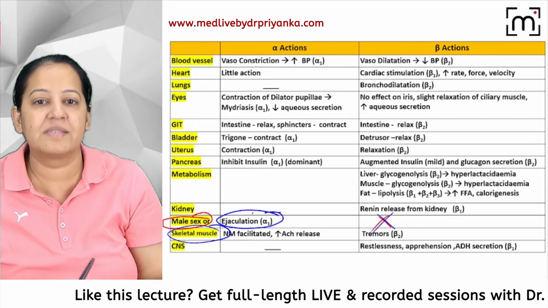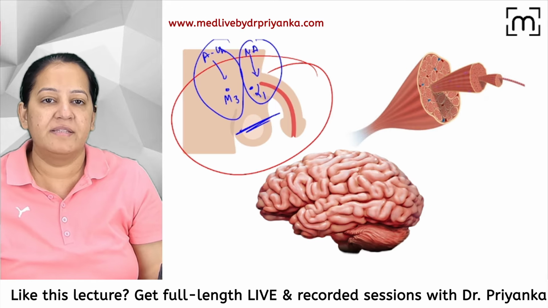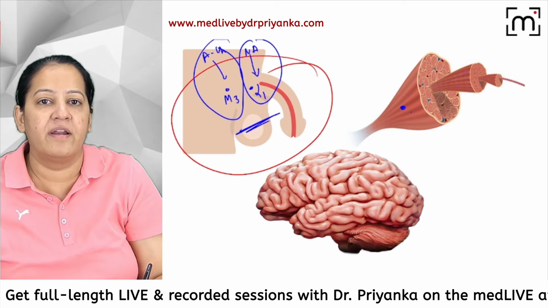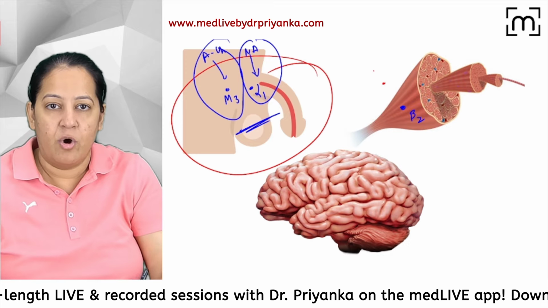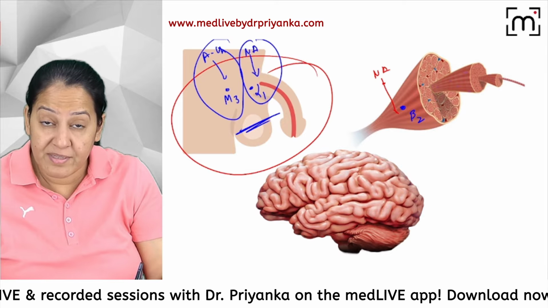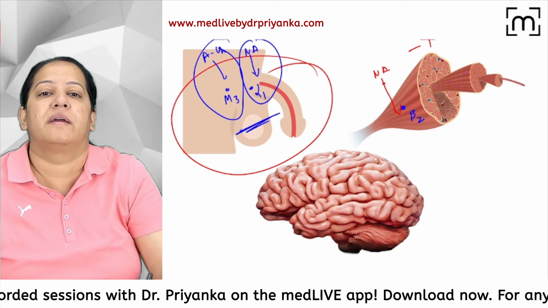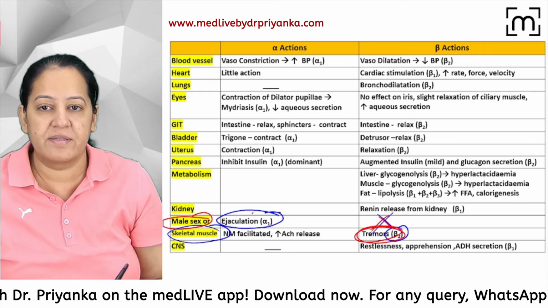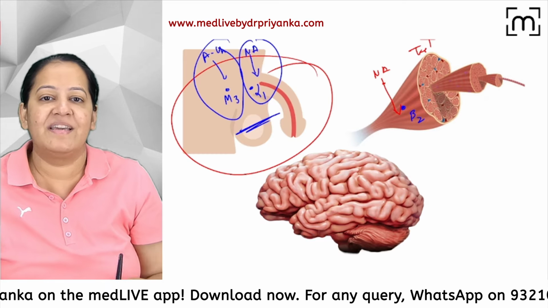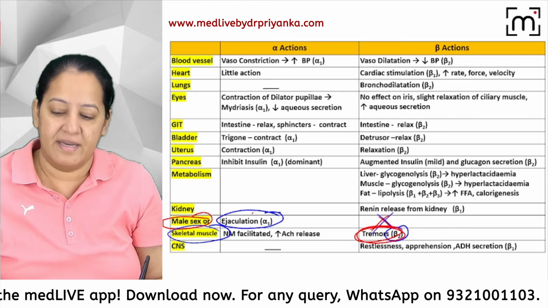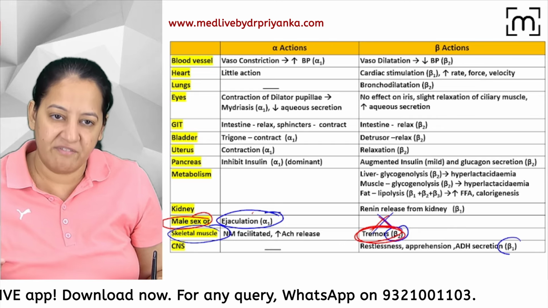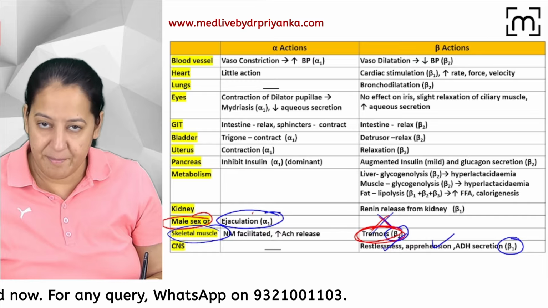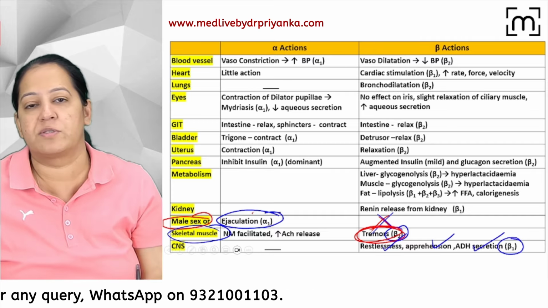Coming to skeletal muscle. In the skeletal muscle, beta 2 receptors are present, and when noradrenaline comes and binds with the beta 2 receptor on the skeletal muscle, it leads to tremors. Tremors occur due to beta; alpha is not important. And in the CNS, multiple receptors, I mean beta 1, are present at multiple places in the brain that lead to restlessness, apprehension, and ADH secretion from the posterior pituitary.